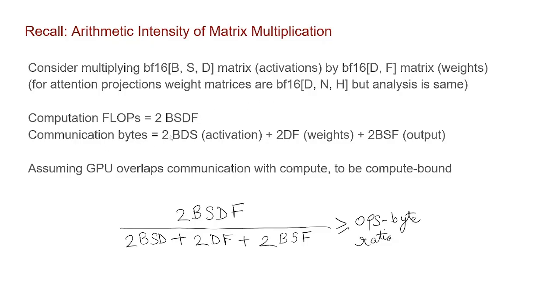And the memory transfer we'll have to do is we'll have to bring this to memory, and then we have to store the output back to HBM. And so to be compute bound, we want this ratio, BSDF flops upon bytes, to be greater than the ops-to-byte ratio of the GPU.